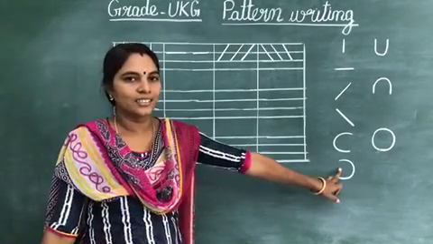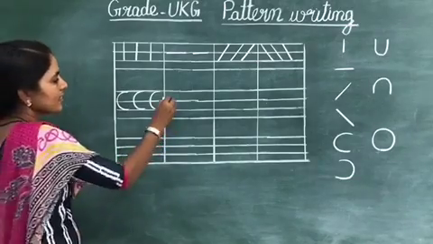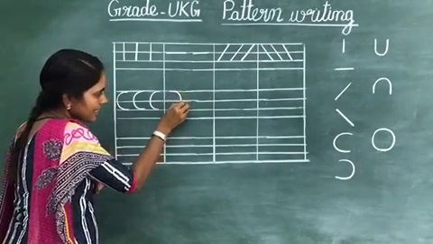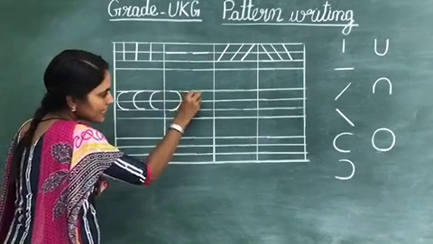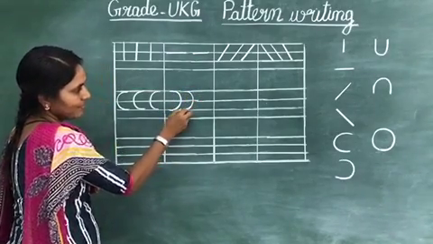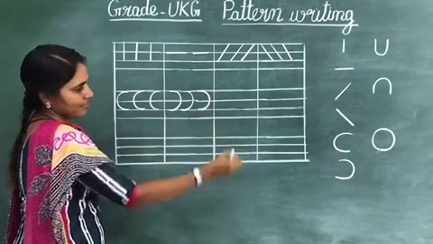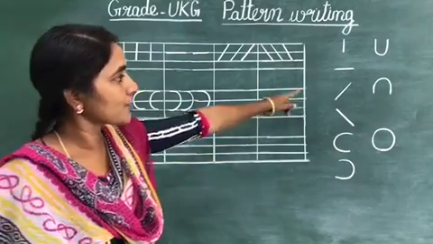Right side curve. The same. From the red line to the second blue line. Right side curve. Okay. Next, which pattern, children?